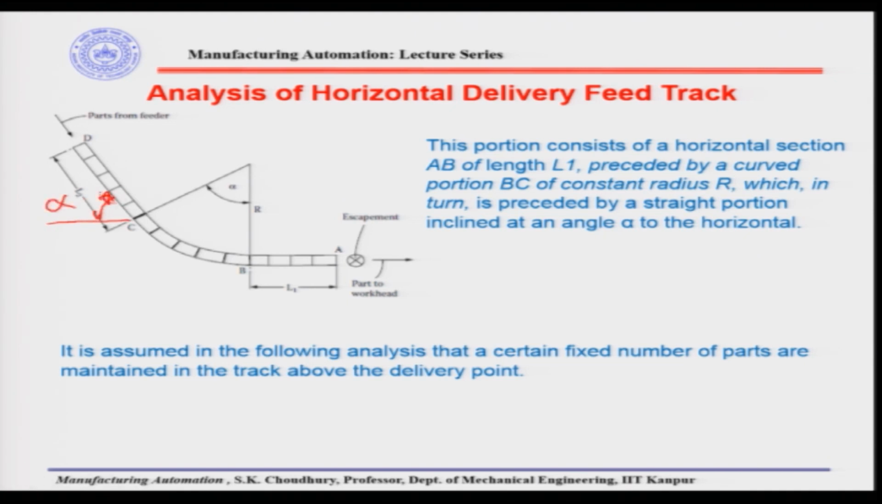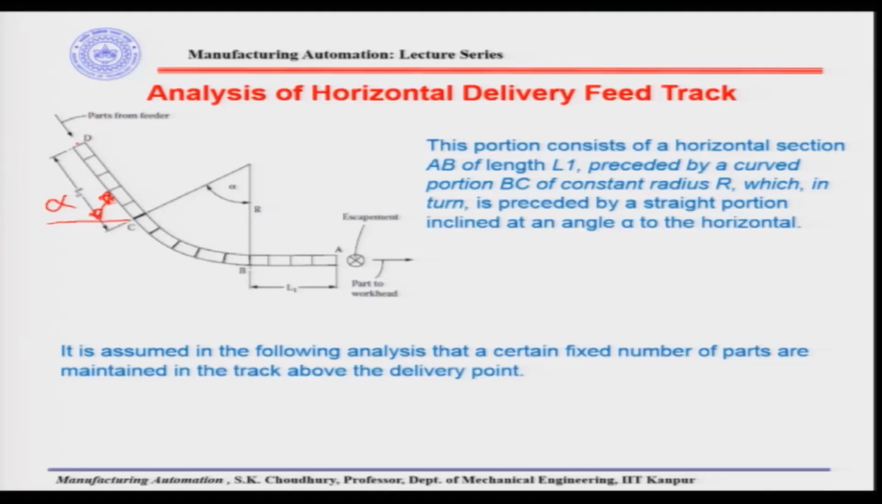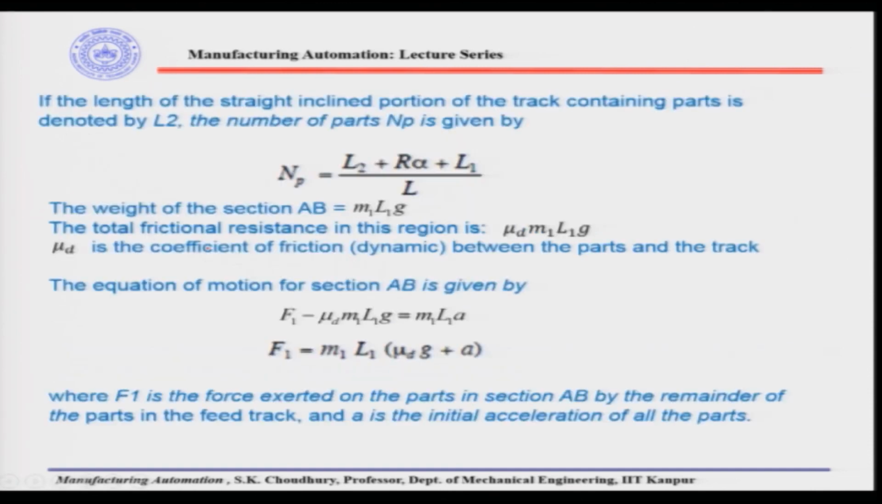This angle is alpha. Let us assume that this track is filled with parts. The parts come from the feeder from this side, go through the feed track, and are delivered to the workhead after A. This is the escapement of the parts. It is assumed in the following analysis that a certain fixed number of parts are maintained in the track above the delivery point. So let us assume that this feed track is filled up with parts.